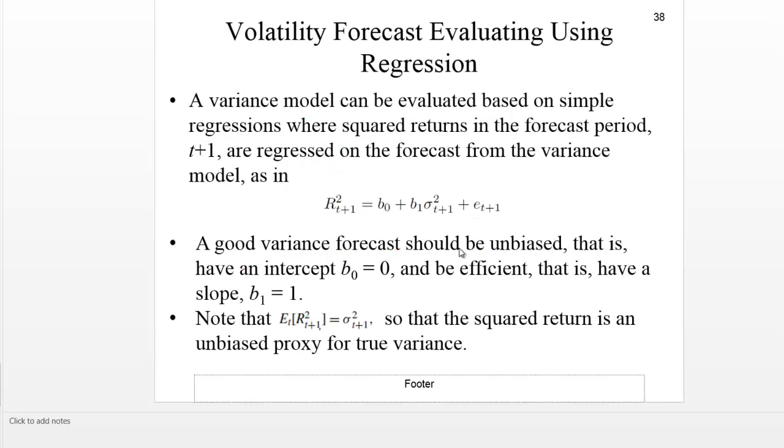Another way to check if the sigma we're estimating is a good forecast of the target variance is to run this regression. We're assuming that the right variances are the squared returns, and we're estimating them with sigma squared. So if sigma squared is a good estimator of r squared, then B0 should be equal to 0 and B1 should be equal to 1. That's one regression we can run to check if we're properly estimating our variance.